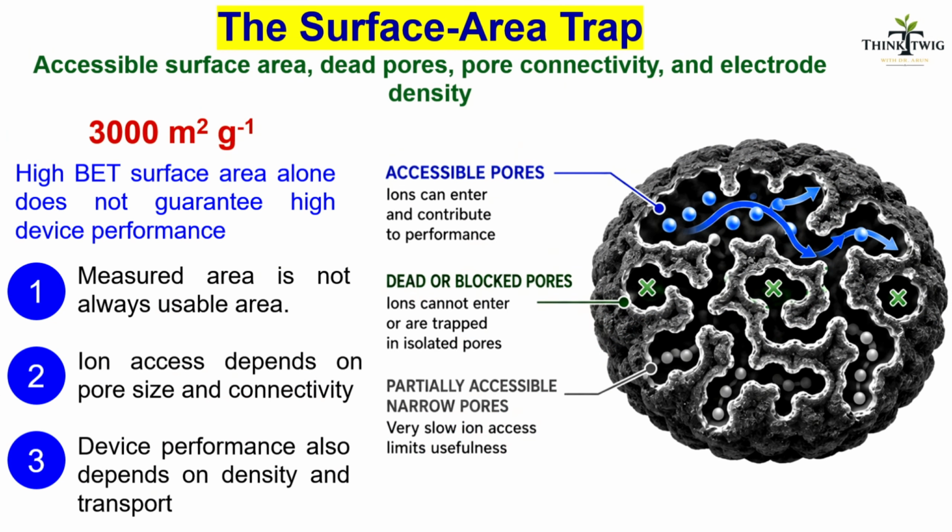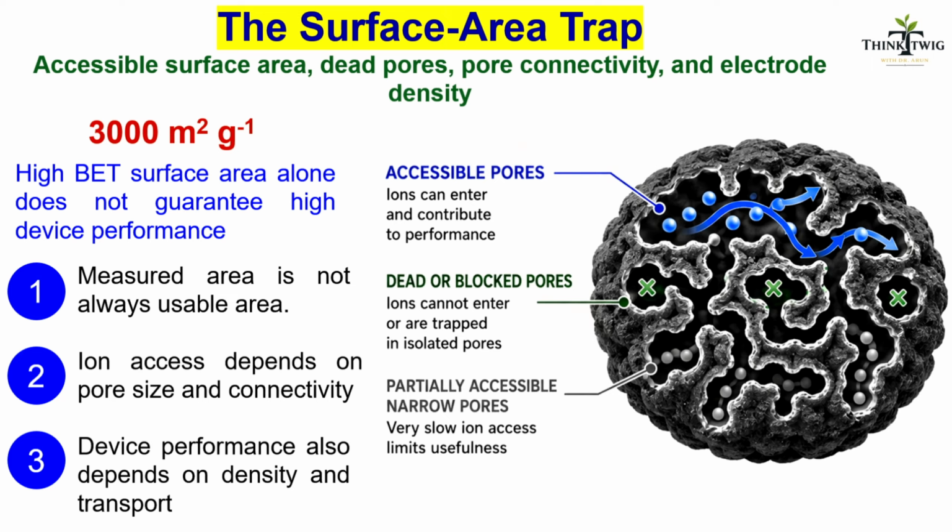In porous carbon research, surface area gets a lot of attention. 1000 square meter per gram, 2000, and sometimes even higher, that is 3000. And the logic looks perfect. An electric double layer capacitor stores charge at the electrode-electrolyte interface. So more surface means more interface, and more interface should mean more charge storage. Simple, but not complete, because four other factors now enter the story.